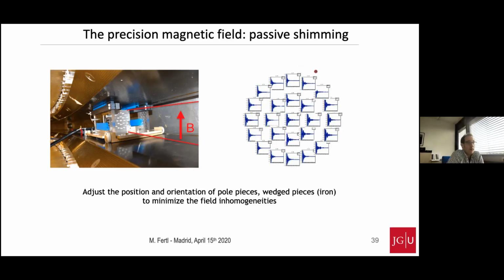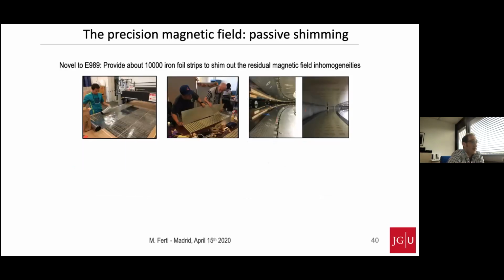One technique that we developed for the Fermilab experiment, and is novel, is that we provided more than 10,000 iron foil strips that we cut on a laser cutter and weighed very carefully to shim out the residual magnetic field inhomogeneities. You can see here in the center that we glued these iron foil strips on G10 boards that we then glued on the surface of the pole pieces of the magnet.